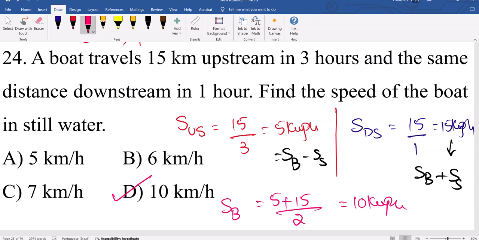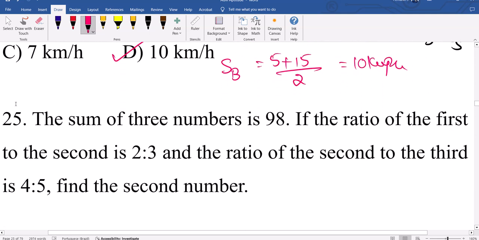Can anyone say what the speed of the stream is? They'll ask you in different ways: velocity of the stream, rate of stream, velocity of current, speed of current, speed of stream. All these are the same terminologies. Don't worry, in the exam there are only two things, boat and stream. The other is speed of current, speed of stream, speed of water flow. All are the same. You can recall the boats and streams concept.